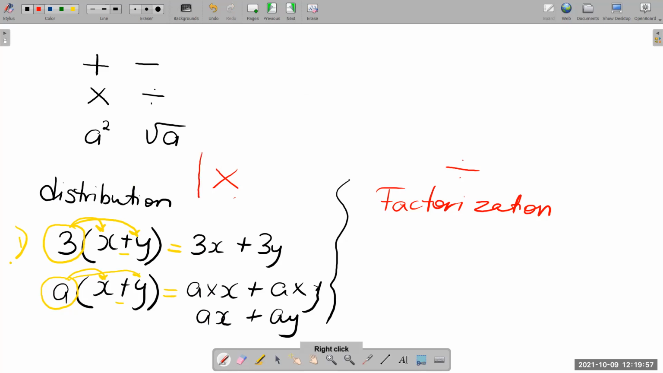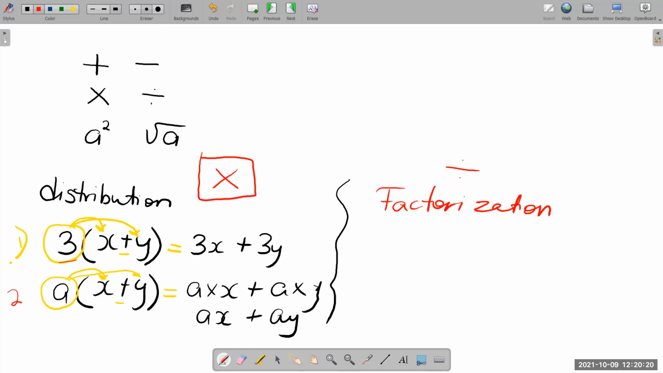So yes, as I was saying, we know distribution requires the use of multiplication. So here we have 3. So that means we're multiplying everything outside the bracket by everything that's inside the bracket. So we're multiplying 3 times x plus 3 times y. And as we know, 3 times x is 3x and 3 times y is 3y.